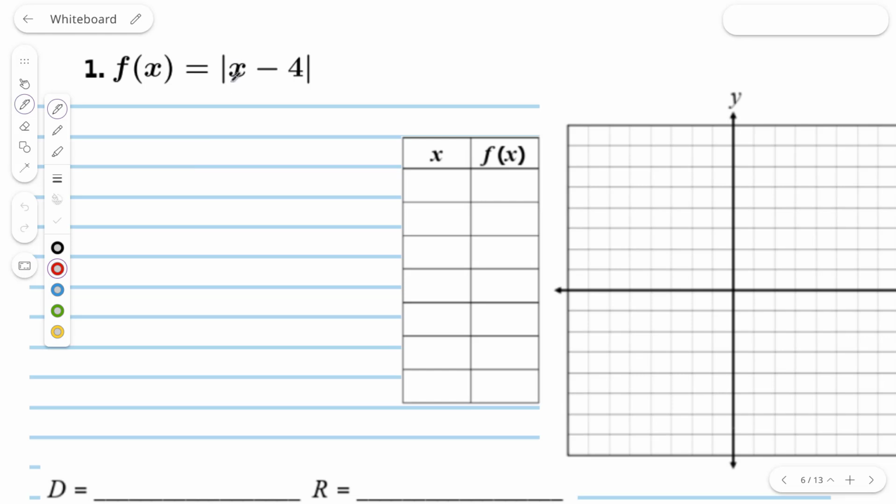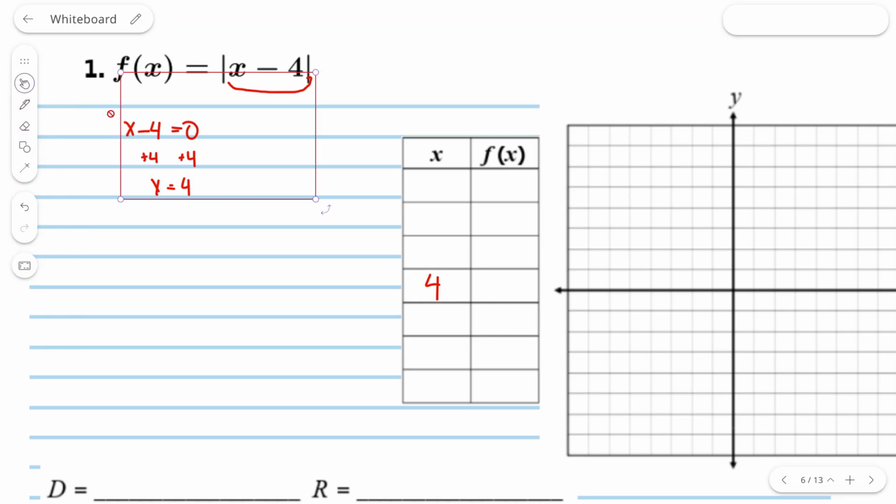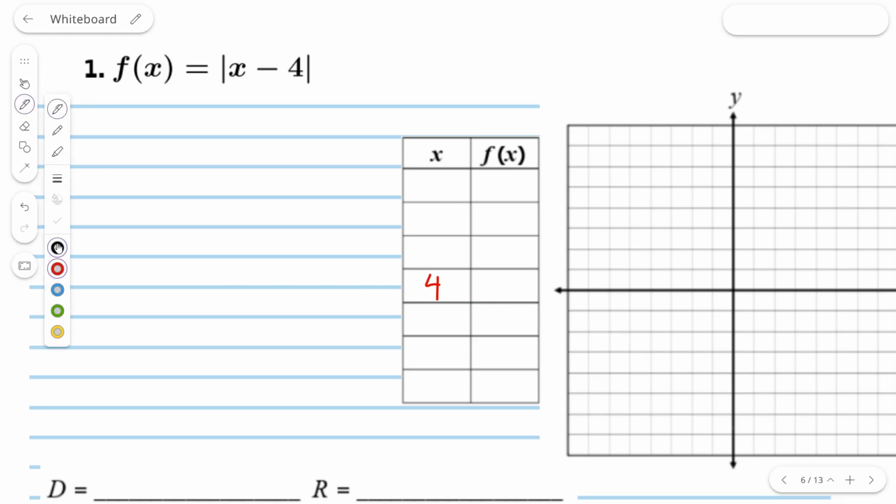So let's take what's inside my absolute value, x minus 4. I'm going to set that equal to 0 and solve. So if I add 4 to both sides, x is equal to 4. That goes in the center of my table. Now I am going to count backwards and forwards from there. So if I go down, 3, 2, 1, up, 5, 6, 7.